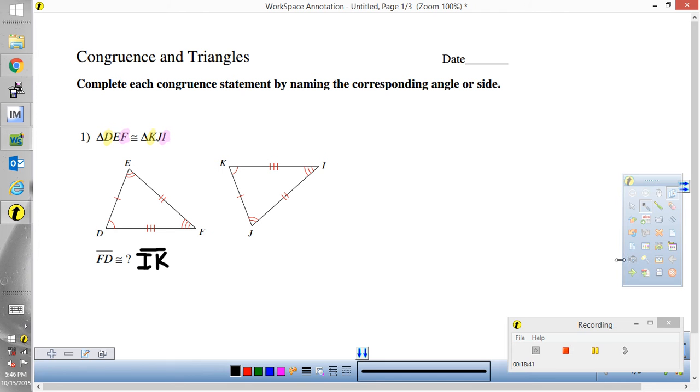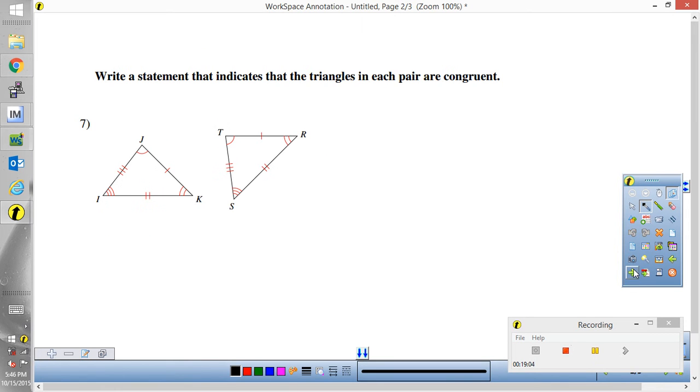Okay, if you'll look on your paper now to question number 7. Number 7 says write a statement that indicates the triangles in each pair are congruent. To do this, I always like to start with the arc marks. I would start here at arc 1, and then arc mark 2, and then 3. So I would write it in that order. So triangle JKI is congruent to, and we need to be sure to do it in the same order, 1, 2, 3. So 1 is triangle T, 2 is R, and S is 3. That's all you have to do for this one.